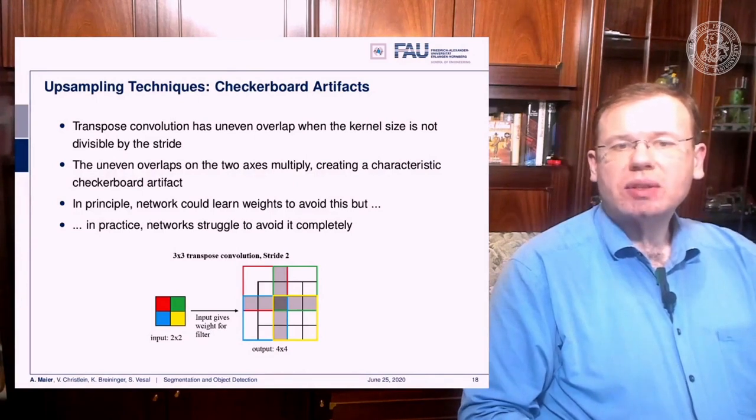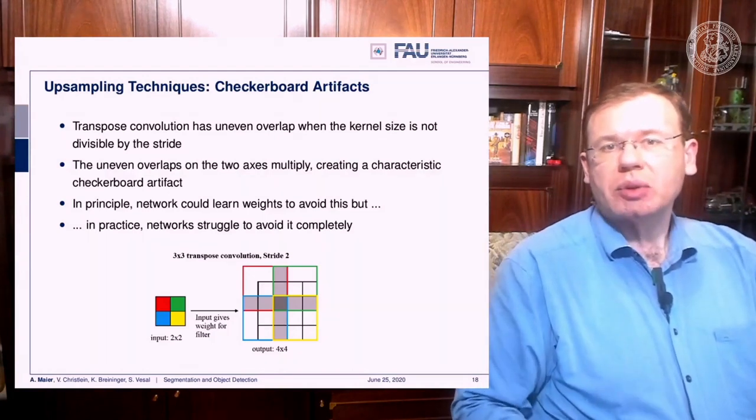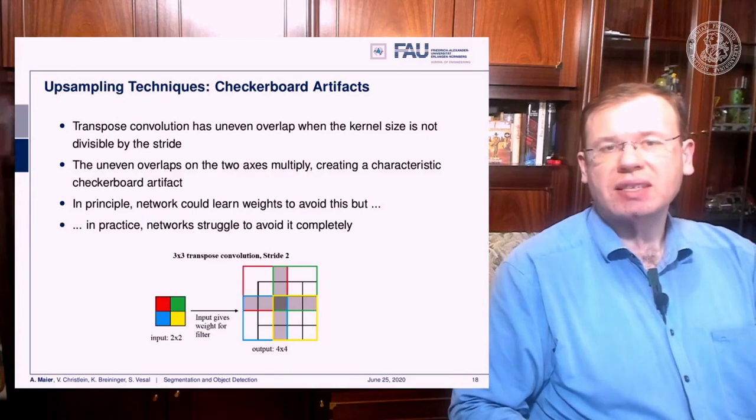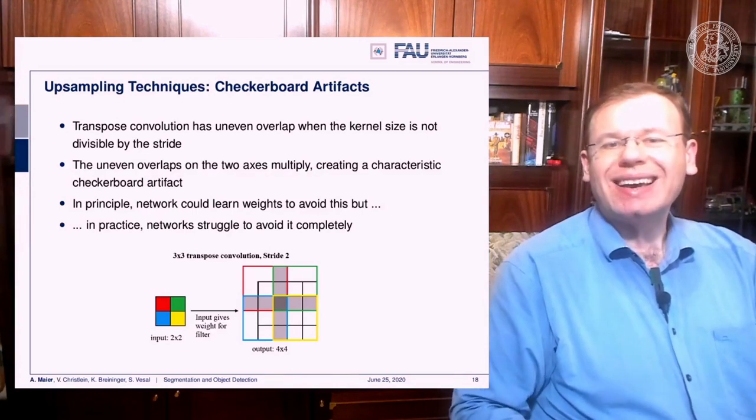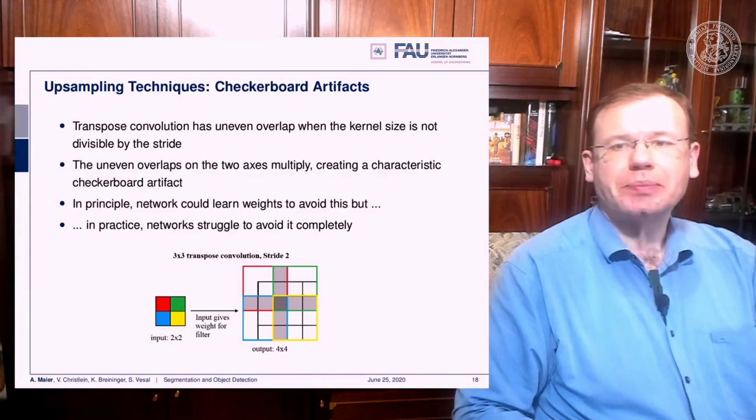So the transpose convolution results in an uneven overlap when the kernel size is not divisible by the stride. These uneven overlaps on the axes multiply and create this characteristic checkerboard artifact. In principle, as mentioned before, you should be able to learn how to remove those artifacts again in subsequent layers. In practice, it causes struggle and we recommend to avoid it completely.